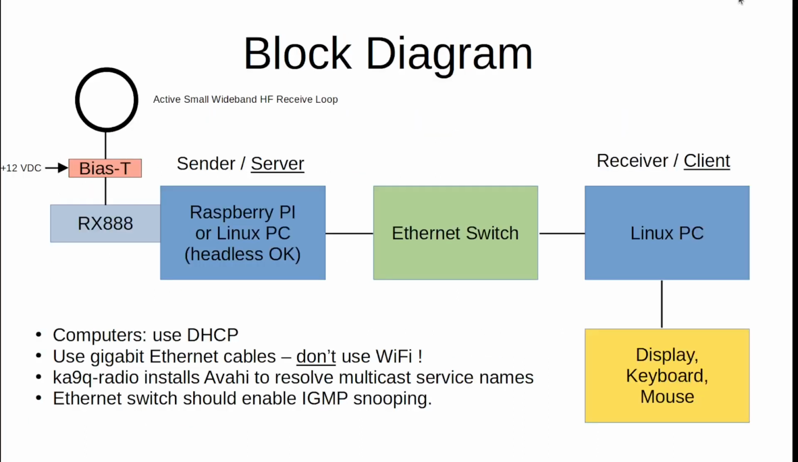This is a block diagram, same slide as previous videos. The server is running ka9q radio and has a receiver. The Linux PC is a client, and it will be running ka9q radio, ka9q web, and a HTTP package and a web browser.